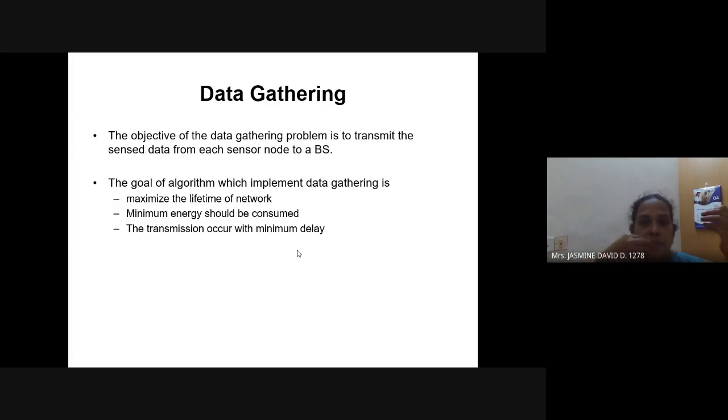Suppose I am talking and you are receiving each word after 5 seconds or after 10 seconds, then it is not proper data communication, right? As and when I am talking, at the same time you are able to listen to it, then the data transmission is proper, right? So the data transmission has to occur with minimum delay. So this is about the data gathering goals.